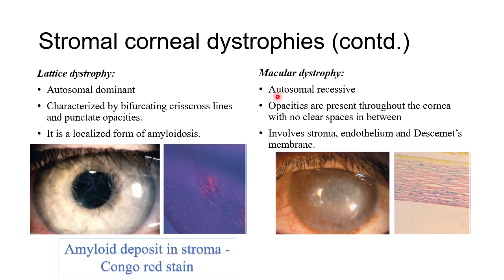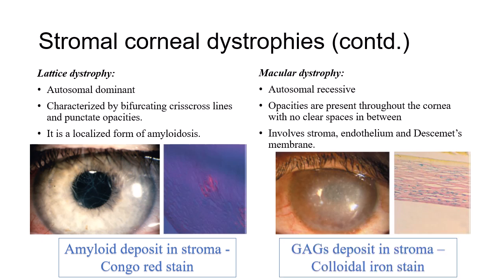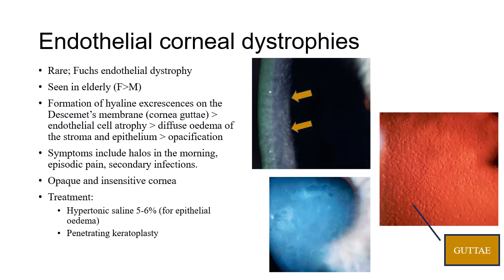Macular dystrophy, now remember this one is autosomal recessive. Also, opacities do not have clear areas in between, unlike the granular dystrophy. You see, these are the deposits, very dense deposits, and slowly they involve the endothelium and the Descemet also. You can see that they involve the endothelium here. And what is the stain? Colloidal iron stain, because the deposits consist of GAGs or glycosaminoglycans.